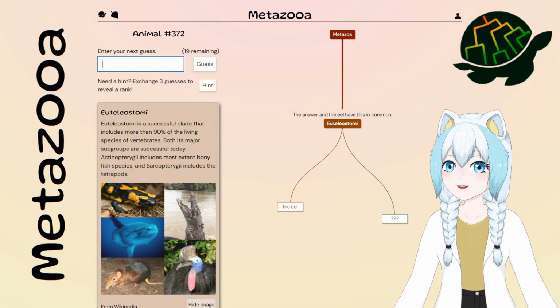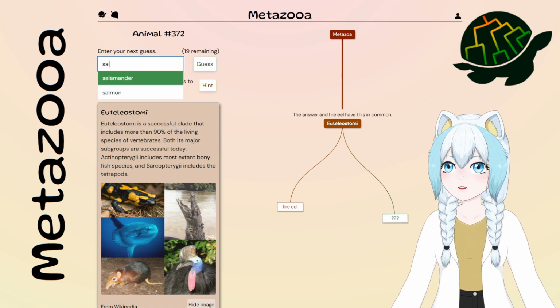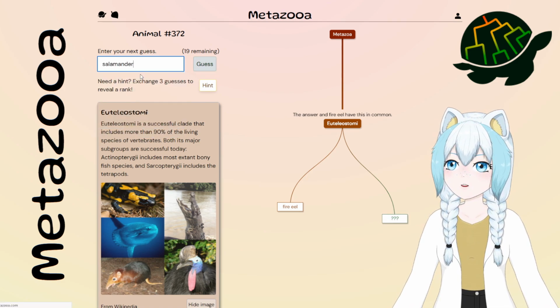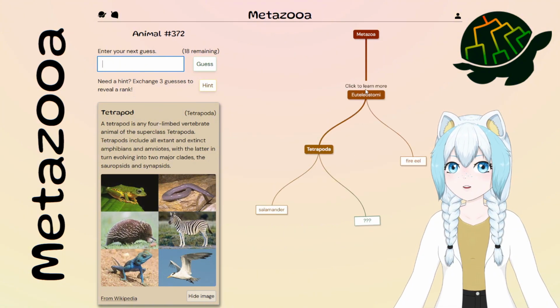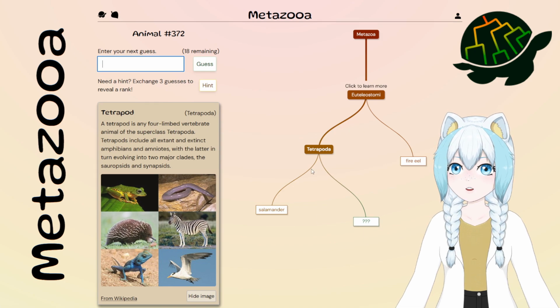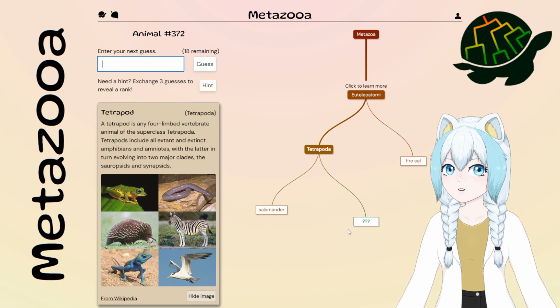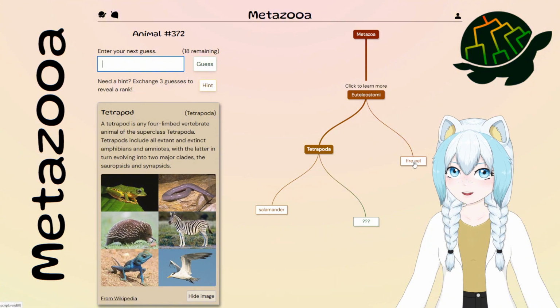Maybe, I like a salamander. They're cute. How many salamanders are in this game? Okay, only just generic. Let's try a salamander. Tetrapoda. Okay, so we're already getting closer. Our mystery creature is more closely related to a salamander than it is to a fire eel.